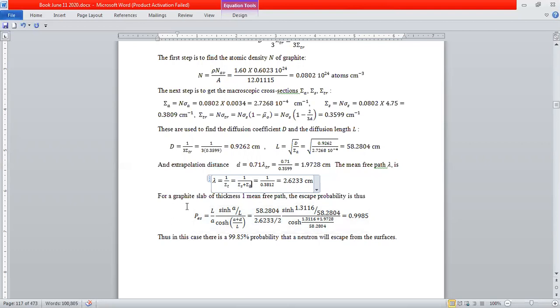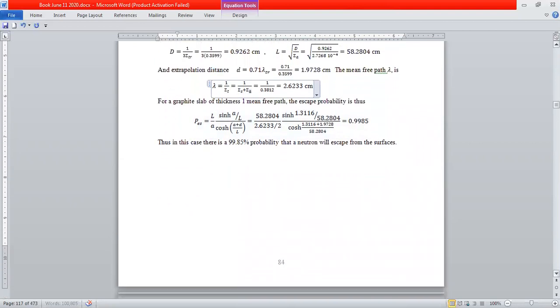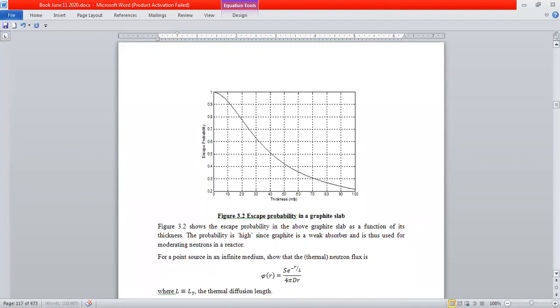So for a graphite slab of thickness 1 mean free path, in other words, this much, the escape probability again, calculated, so 99% of them are escaping. So there's a 99.85, so you can say it's almost 100%, they're all escaping from this graphite of 1 mean free path. Well, what else did you expect? It's only 1 mean free path.